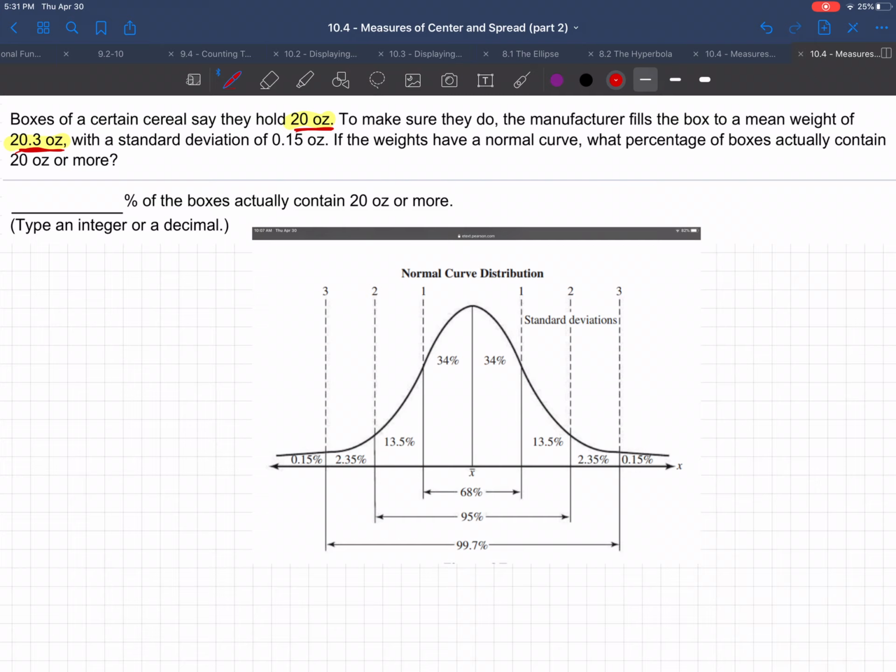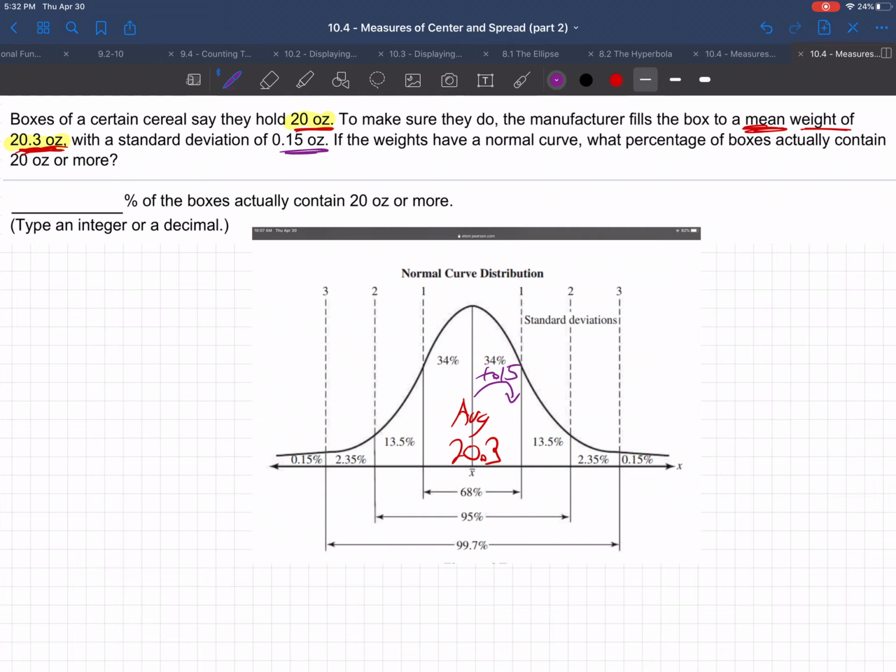So here's what they're doing. They're saying, okay, the mean weight, the average weight is 20.3. So we'll put that right in the middle. That's the average. And then standard deviation is 0.15. So that's how far from line to line it goes up.